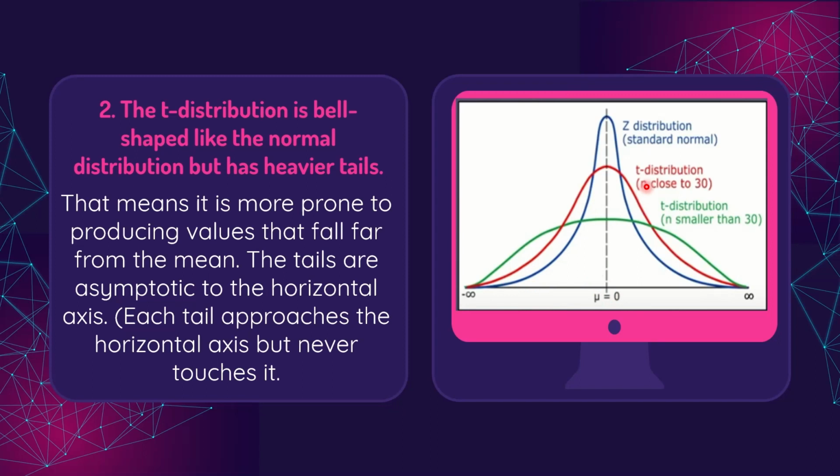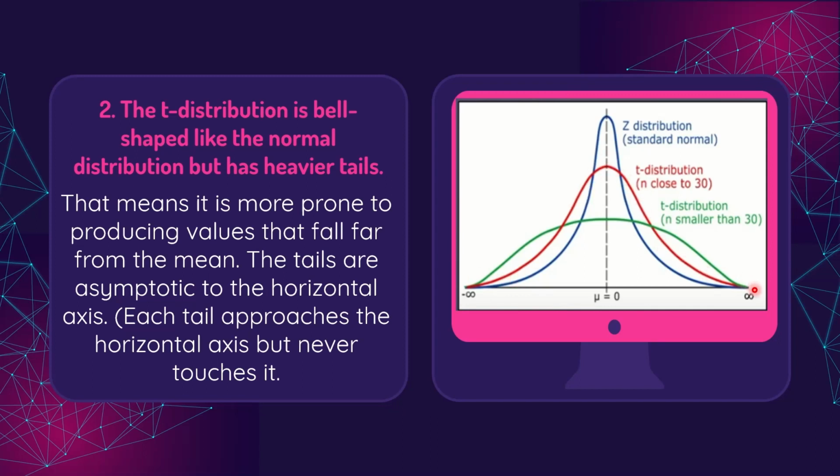So in this case, class, kung mapapansin natin, yung blue line, this is the Z distribution or yung ating standard normal curve. But the T distribution, yung pula naman, this is the T distribution where n is close to 30. So malapit na siya mag 30.